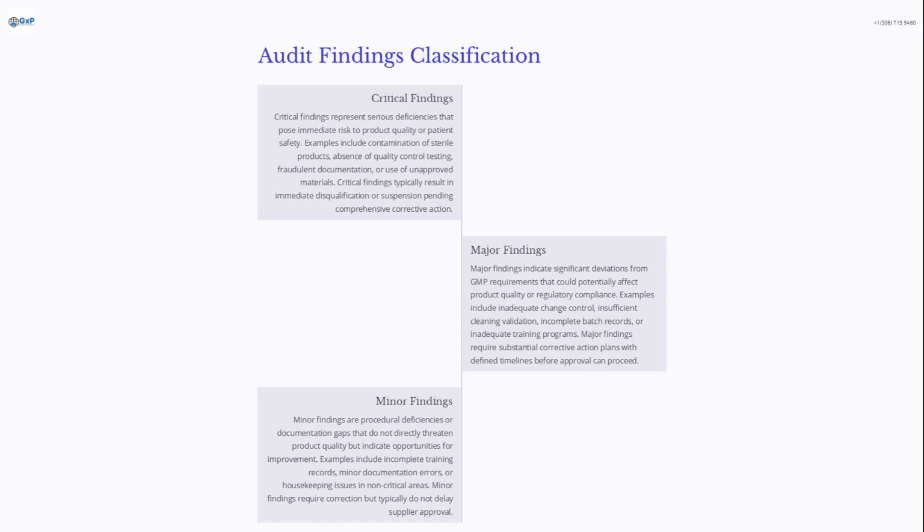Audit findings are classified into critical, major, and minor categories, each indicating the severity of compliance issues. This classification helps prioritize corrective actions and ensure supplier adherence to standards.